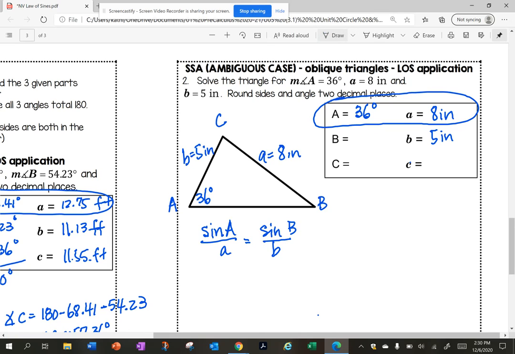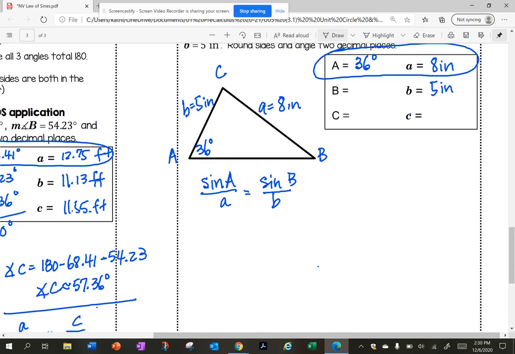So now I'm going to substitute in. I'm going to say the sine of angle A, which is 36 degrees, over side A of 8, equals the sine of angle B over side B, which is 5. So again, I'm going to cross multiply by those two and divide by this.